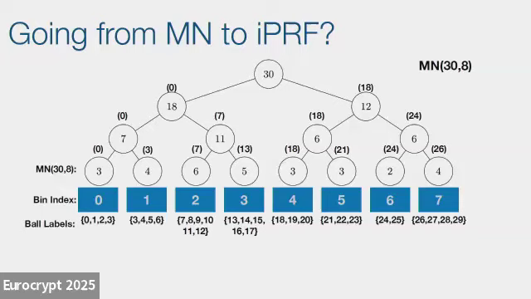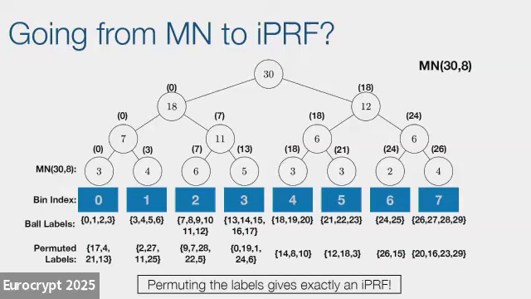But if we just use a PRP, we can apply an invertible random labeling to the balls after we've done the multinomial sampling. And what we prove in this paper is that if we sample this multinomial and then permute all the ball indices, all the ball labels, this distribution matches exactly an IPRF. And luckily a PRP has an efficient evaluation in both directions, like I mentioned before, and so this will work for the IPRF construction.